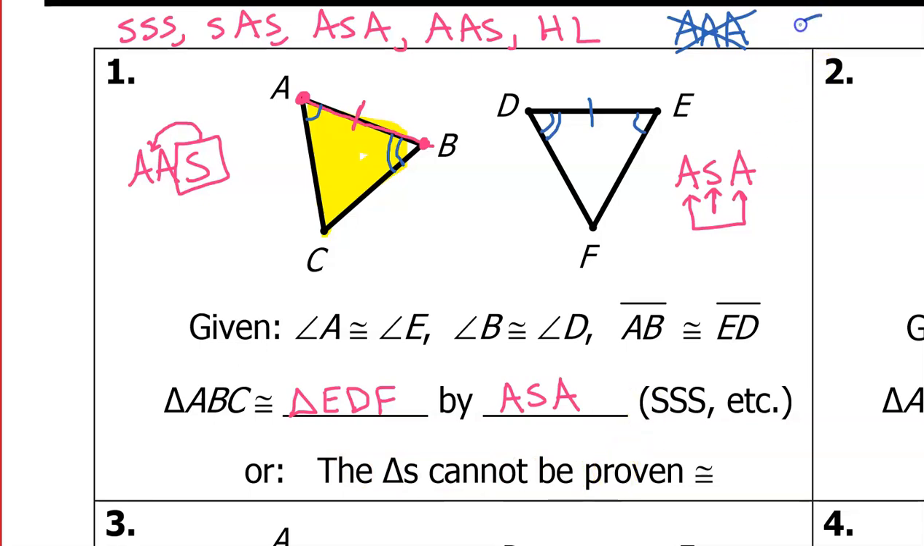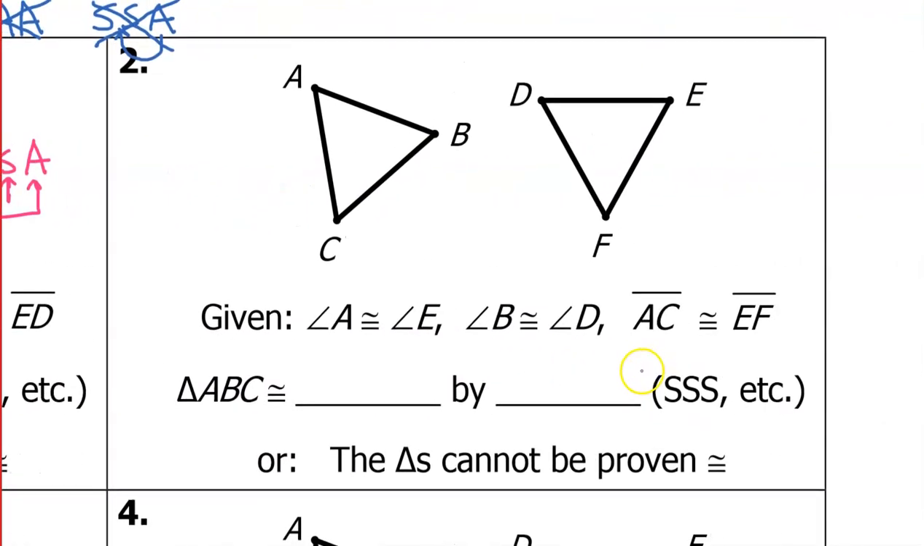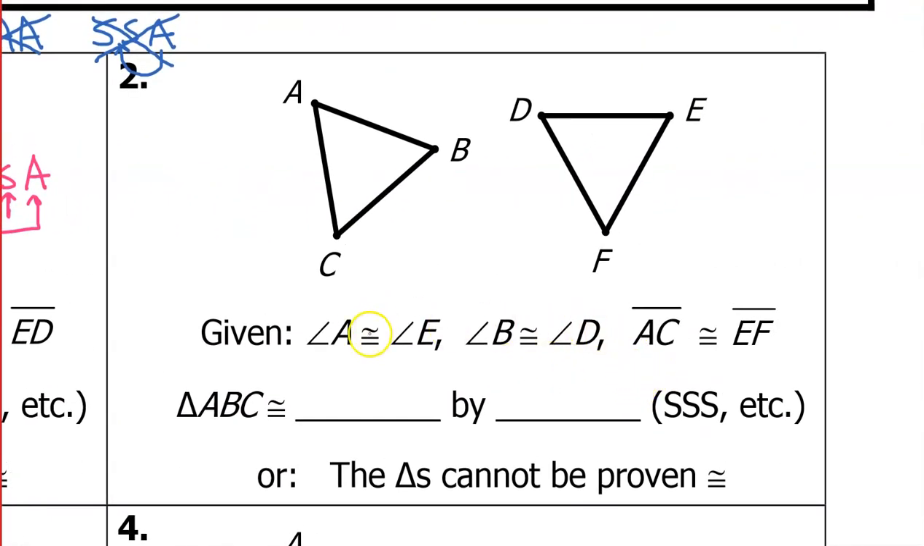And the other one is side, side, angle. All right, if you have two sides and an angle, but the angle is not between, see how this A is not between the two S's? That makes it side, side, angle. However, side, side, angle is not something that proves the triangles are congruent. So if you ever see that situation, you're going to say the triangles cannot be proven congruent. For now, let's look at problem number 2.